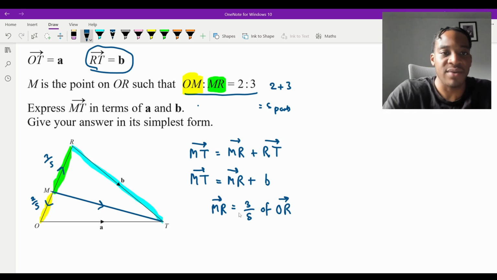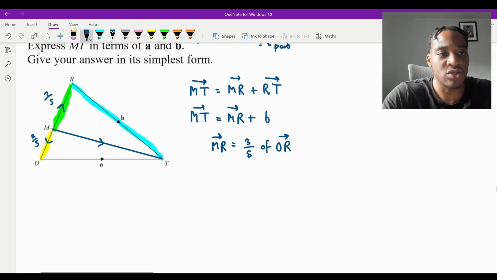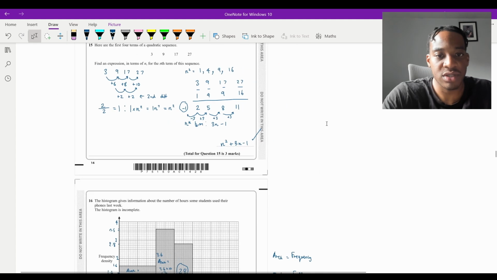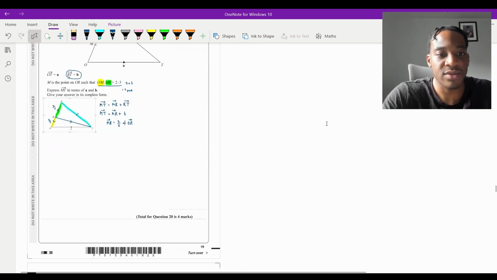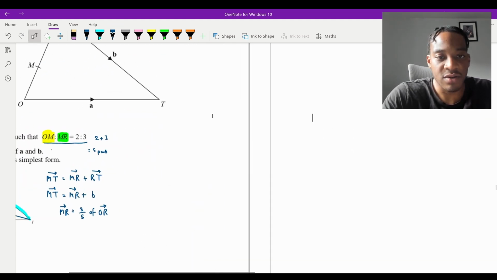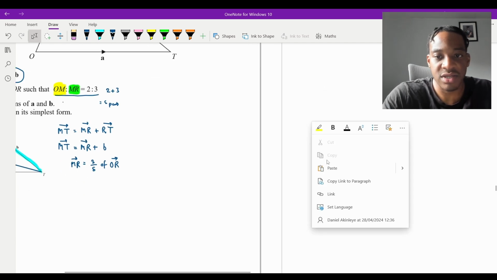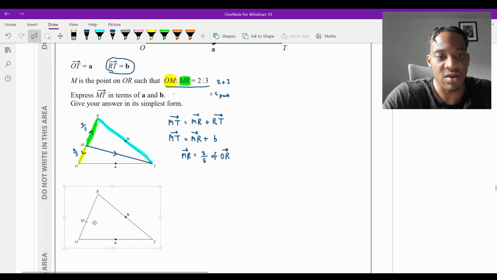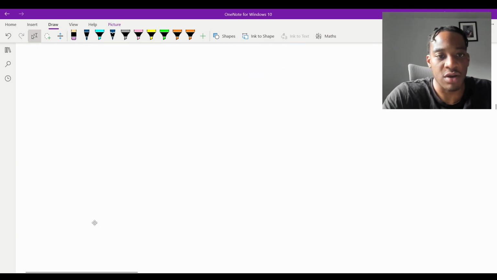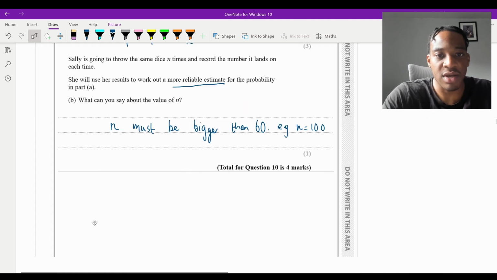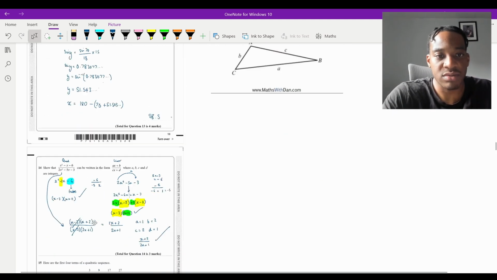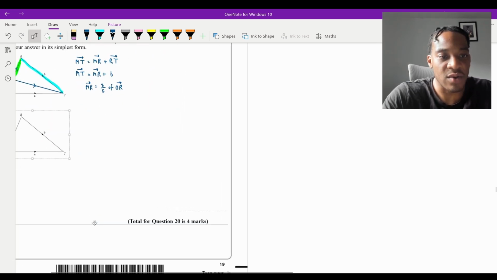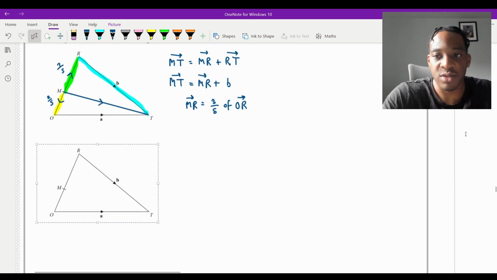So O to R, what would that be? I'm going to get this diagram one more time, just so it's clear. So I'm going to copy this here without the annotations, and paste it here. Oops, apologies for this. I've gone too far. Okay, we're here. Hopefully it doesn't play up anymore.